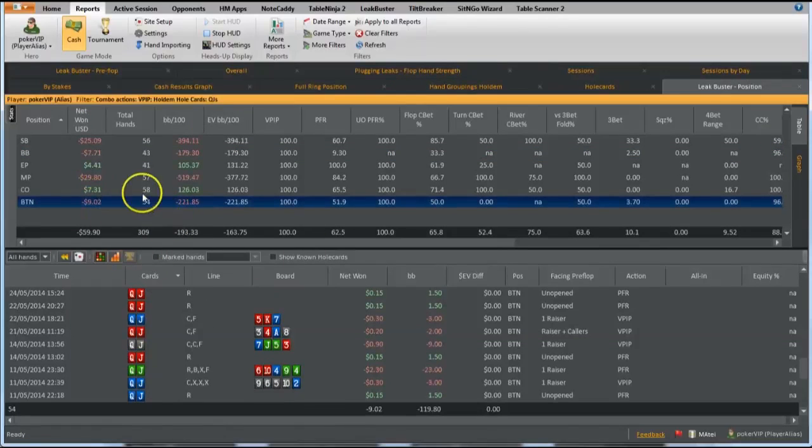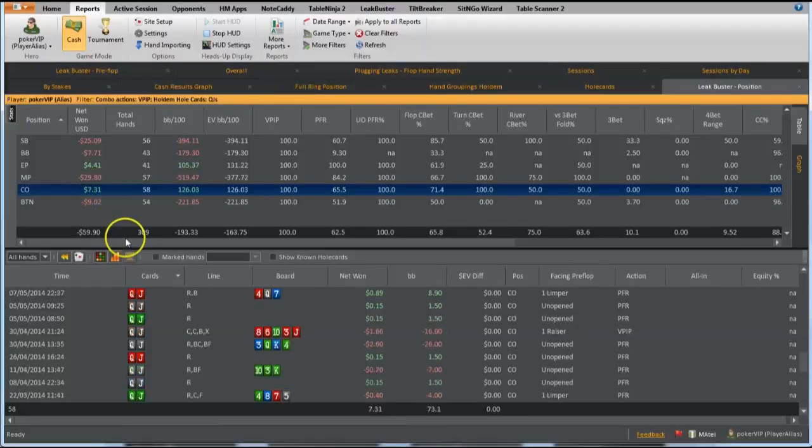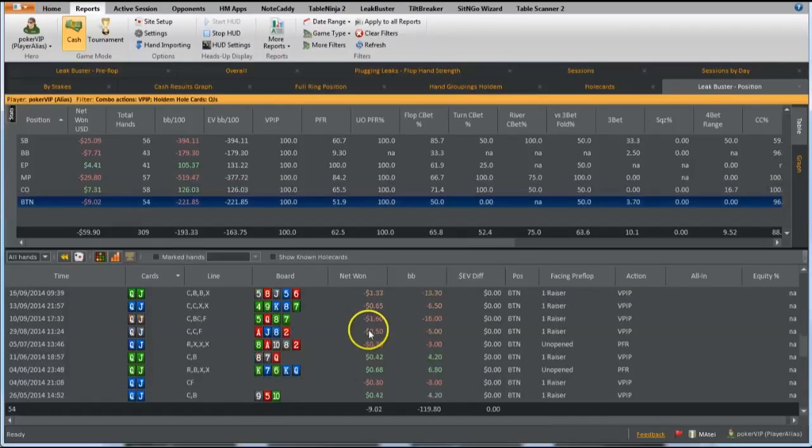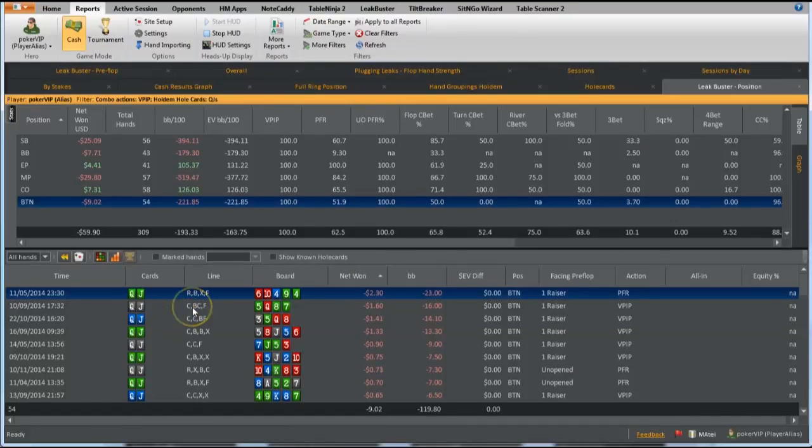We'll probably find, and you can see, that Hero's making a profit from the cutoff but losing from the button, which probably indicates that we don't have a big enough sample size here for this to be an effective filter at this stage. But certainly we can review individual hands. You could, for example, click on the button, go to the net won column, and check out the biggest losing pots and see if they're misplayed.